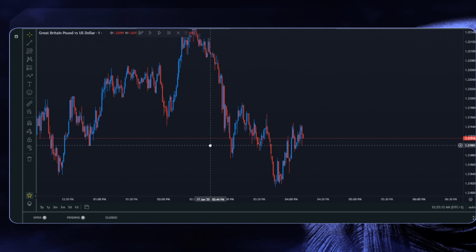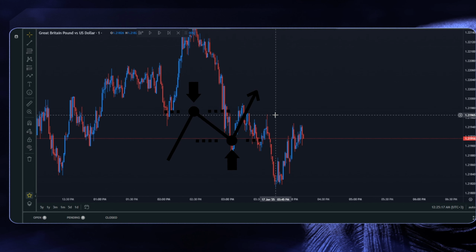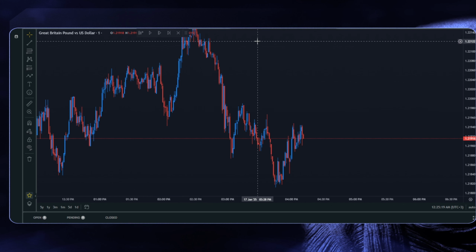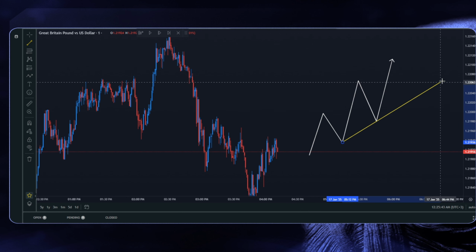So the first thing that I'm going to be doing is identifying the trend, and with that I'm going to be using my trend line. Remember, a trend line is just a line connecting the highs or the lows. If you're in an uptrend, the market gives you higher highs and higher lows, and then you draw a trend line connecting this low to that low, and this one is giving us the direction of the market.